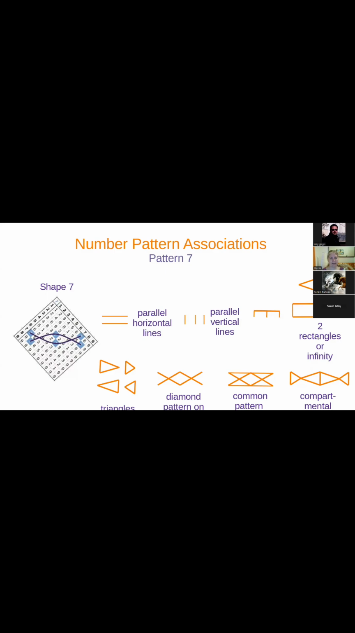Pattern number 7, other connections are 2 parallel lines that are horizontal, 3 parallel lines that are vertical, like a comb-like structure, 2 rectangles or infinity, and like a pointer in 2 directions, triangles, diamond pattern on the side, a common pattern in art again, and a compartmental structure.